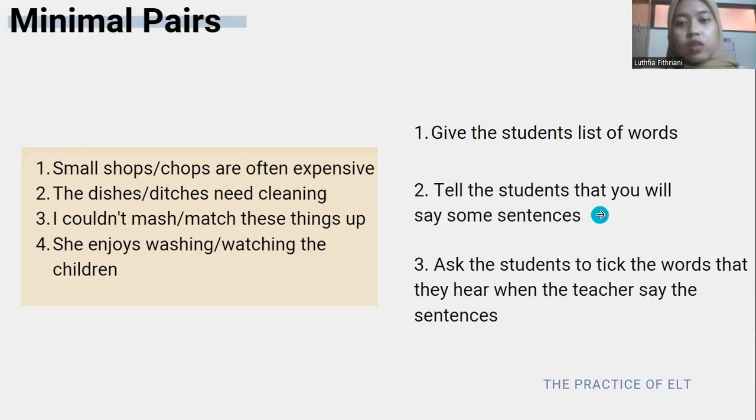Tell the students that you will say some sentences. And then ask the students to pick the words that they hear when the teacher says the sentences. So the teacher should choose one word to say. For example, the teacher will say, small shops are often expensive. So the teacher should take the word shops.